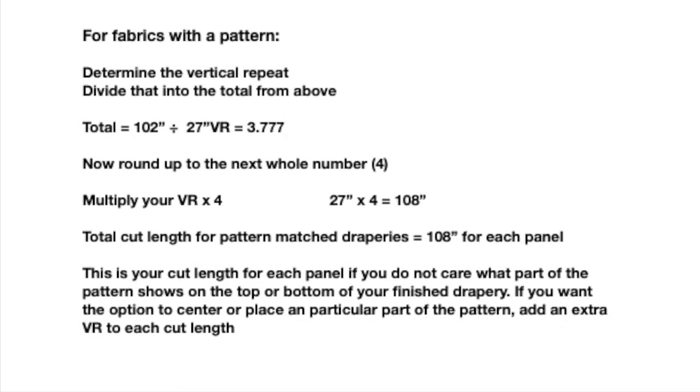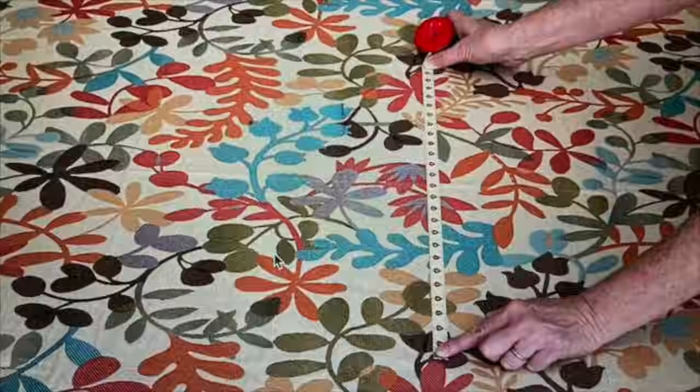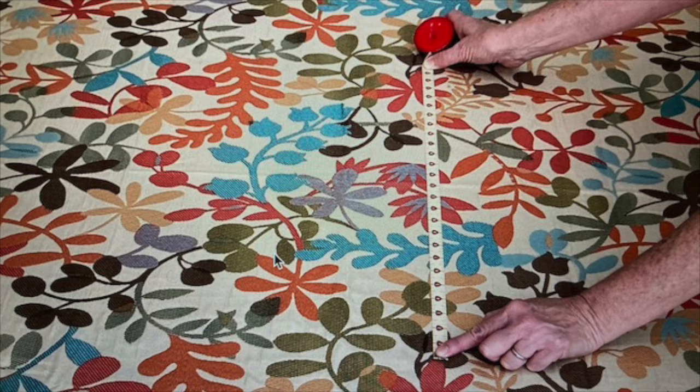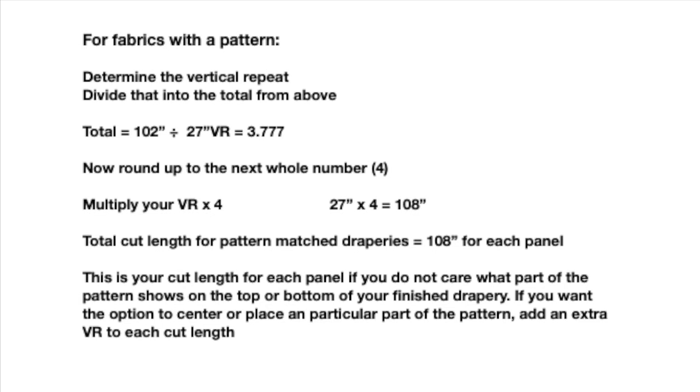So here's how we do that. First thing you need to do is determine what your vertical repeat is, how many inches it is from where one point on your fabric starts and where it repeats again up the roll. That's called the vertical repeat. A very common vertical repeat is 27 inches for larger patterns. So I'm going to go ahead and just use that as my example.